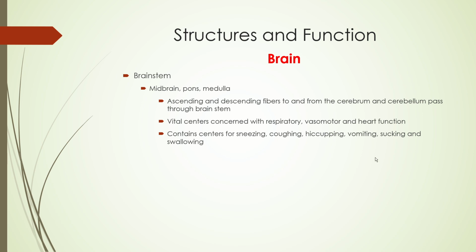A lot of times we associate that with the respiratory centers, but as you can see here, it's also responsible for vasomotor and heart function. So if we have a brainstem abnormality, it is an emergent situation with a lot of potential impact to the patient. It also contains centers for sneezing, coughing, hiccuping, vomiting, sucking, and swallowing.